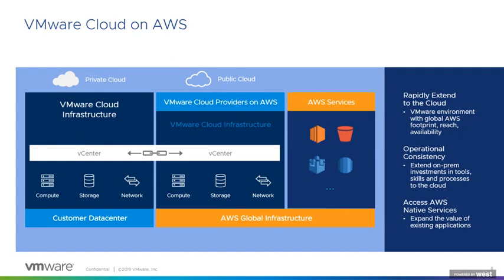It also gives you operational consistency and security by extending those on-prem investments in processes and tools so that you don't have to retool or reskill. And more importantly, it also gives you access to native AWS services. So if you're moving various databases or other applications into the cloud, you can take advantage of services like RDS, Aurora, or any of the services in the AWS catalog.